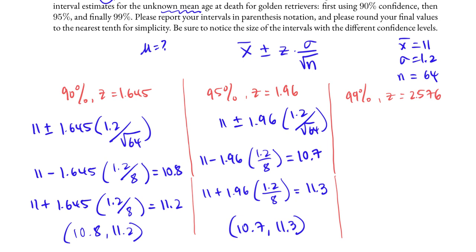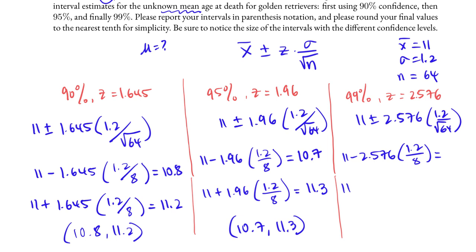For the 99% confidence interval, it is now 11 plus or minus 2.576 times 1.2 divided by the square root of 64. There are two computations again, 11 minus 2.576 times 1.2 divided by 8 and 11 plus 2.576 times 1.2 divided by 8.